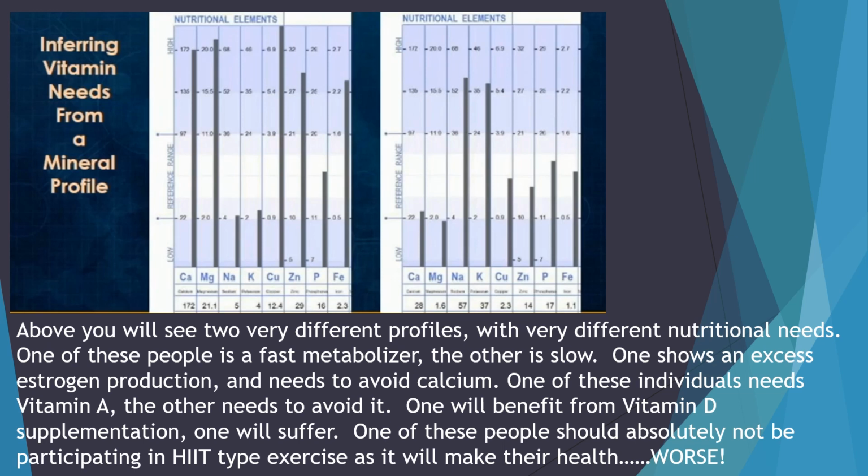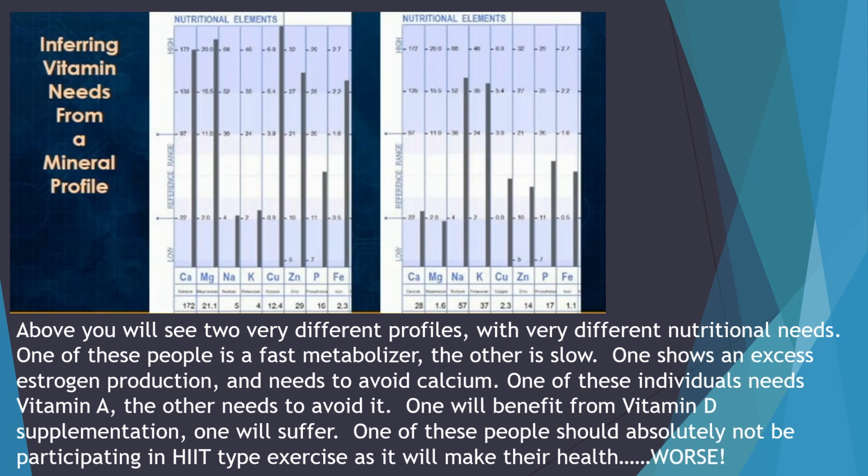In this picture, you will see two very different profiles with very different nutritional needs. One of these people is a very fast metabolizer, the other is slow. One shows an excess estrogen production and needs to avoid calcium. One of these individuals needs vitamin A and the other needs to avoid it. One will benefit from vitamin D supplementation and the other will suffer if they take vitamin D.